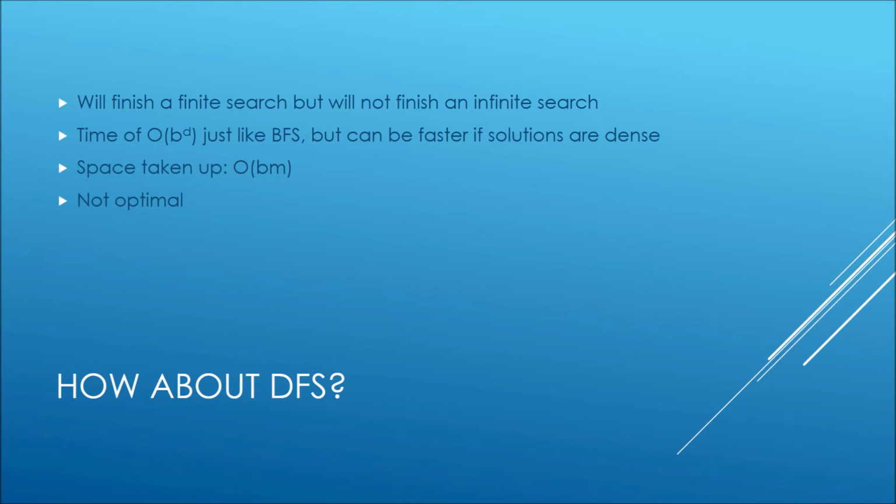How about depth first search? Let's take a look at this. It can finish a finite search, but it cannot finish an infinite search, same as BFS, of course, because we can't possibly search through an infinite amount of nodes. We need a stopping point. The time taken will be more or less the same as BFS because we also search through all the nodes. It'll take a time of b to the power of d as well, just like BFS, but it can be faster if solutions are dense. The space taken up will be a function of b times m, and essentially, it's not optimal. This can be called optimal in some cases, but in most cases, it's not optimal. We'll also look in the implementation to see why this is.